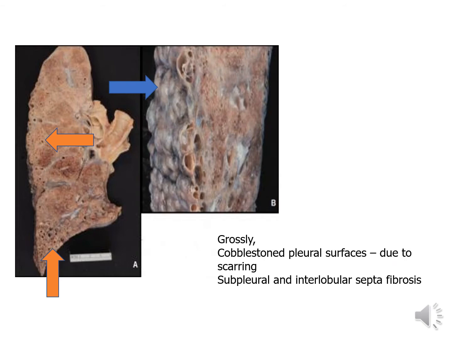Grossly, we can see cobblestoned pleural surfaces due to scarring, just like what is seen in the blue arrow. Subpleural and interlobular septal fibrosis can also be seen. Honeycombing is seen, especially at the orange arrow.